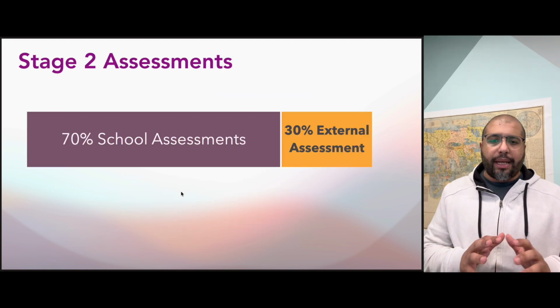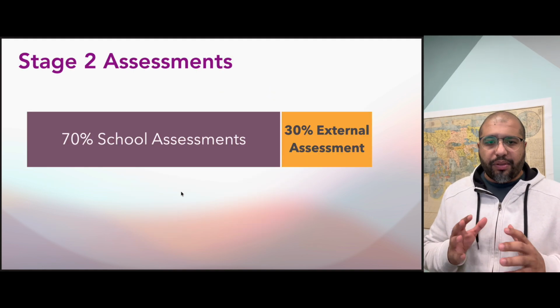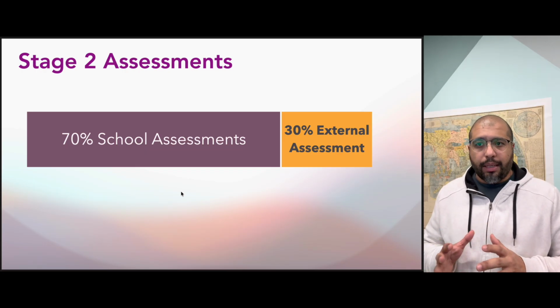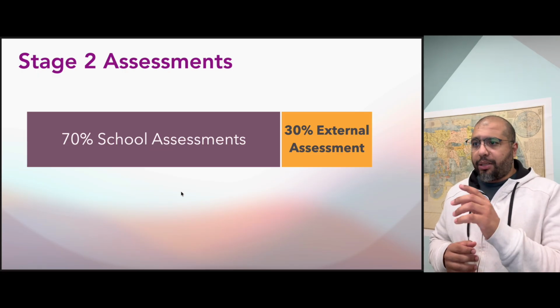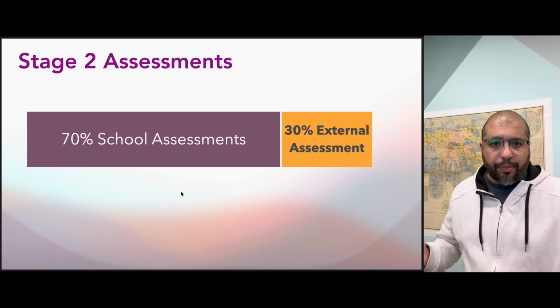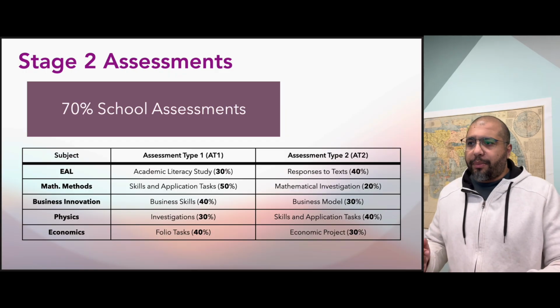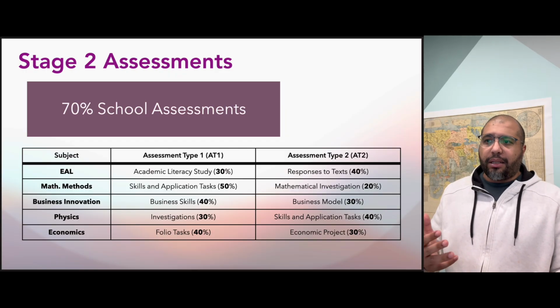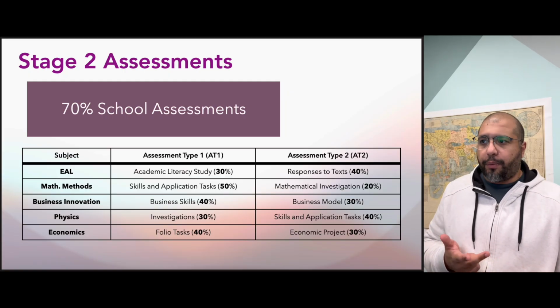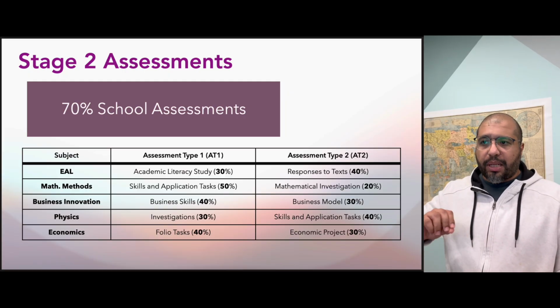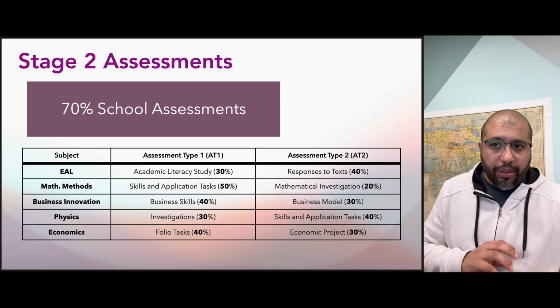You probably know by now that in SACE Stage 2, 70% of your Stage 2 grade is achieved through your school assessments, while 30% is achieved through an external assessment. School assessments, or that 70%, are divided into 2 assessment types, Assessment Type 1 and Assessment Type 2. What you need to do for each assessment type depends on the subject you're learning.